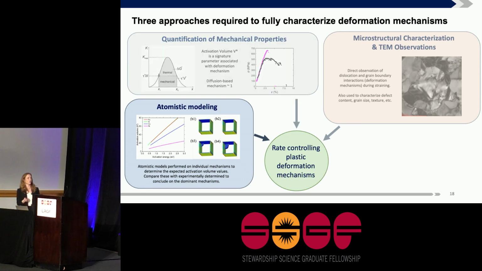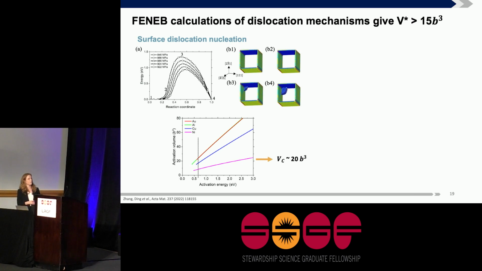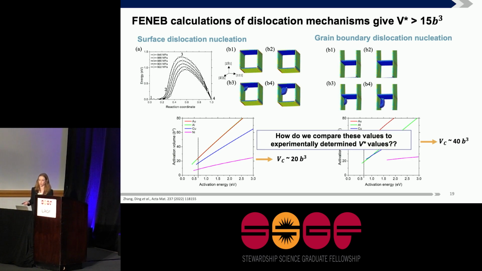So that's why we turn to our modeling friends that can model individual mechanisms. And that's what they've done. They've done some models where they can model an individual mechanism. This is surface dislocation nucleation from the corner. And what they basically can determine is that the activation volume for surface dislocation nucleation would be around 20 b cubed. And they've repeated this for many of the different mechanisms I've observed. For grain boundary dislocation nucleation, they expect 40 b cubed. So this is helpful on its own, but once again, how do we relate that to what I measure experimentally?